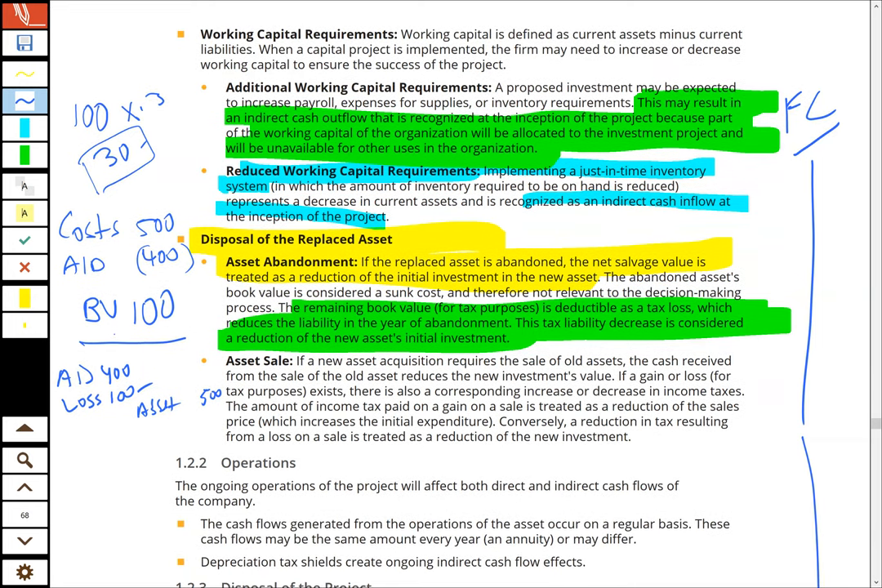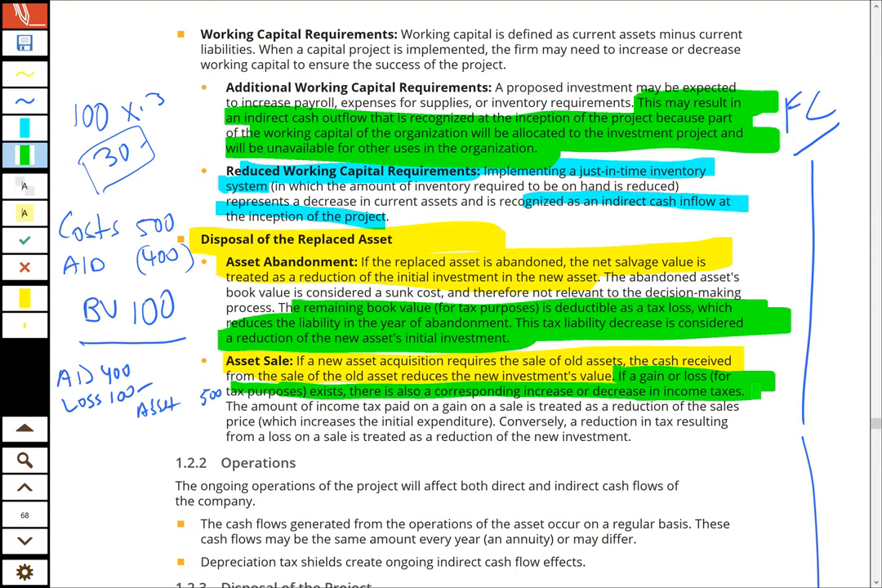Okay. Now, if you sell the asset, there'll be cash received from the sale of the old asset. They keep saying that reduces the investment. It's a cash inflow, right? Because you're selling the thing, the cash comes in. And then the gain or loss is going to have tax implications. If it's a gain, and I'm not going to go through a numeric example, guys, the gain would be taxed. So now you're going to have to pay 30% tax on that $100. So you would have what?